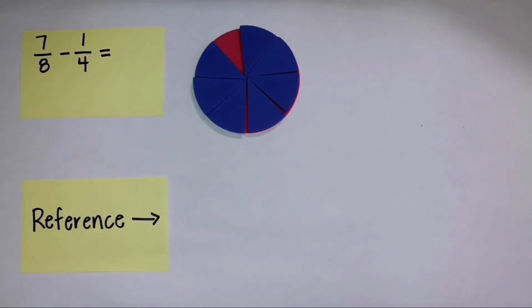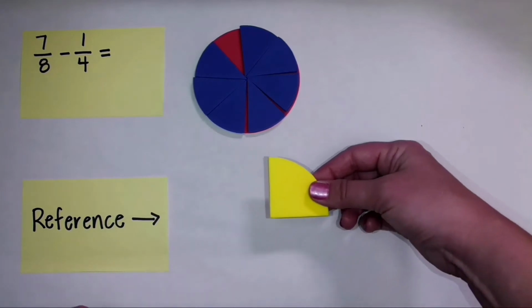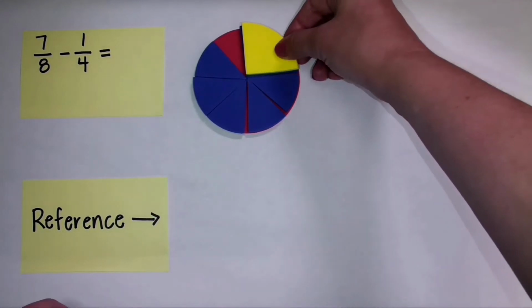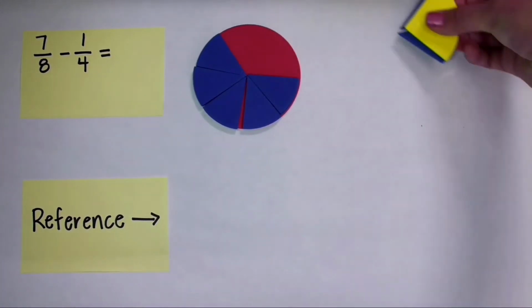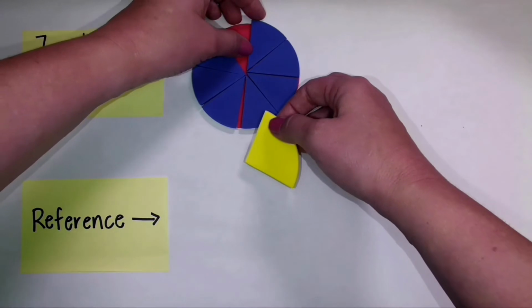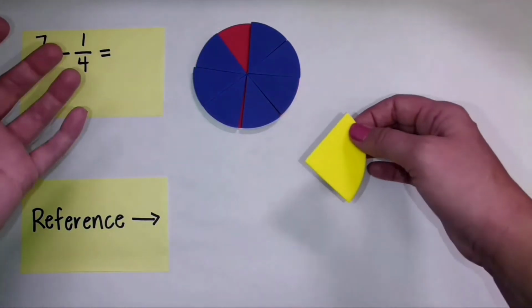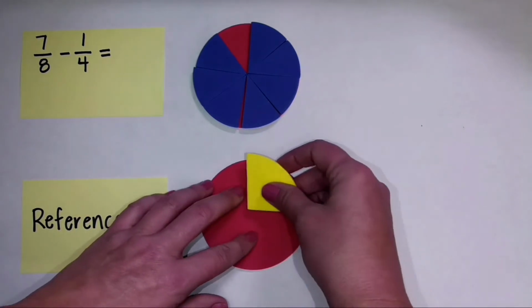Now I want to subtract 1/4. I can do this a few ways. One is I can bring in a 1/4 piece, and I can see that 1/4 is equivalent to 2/8, and so I need to take away 2 1/8 pieces. But it's not always that easy, especially when I have denominators that aren't as closely related to each other as 7/8 and 1/4 are.